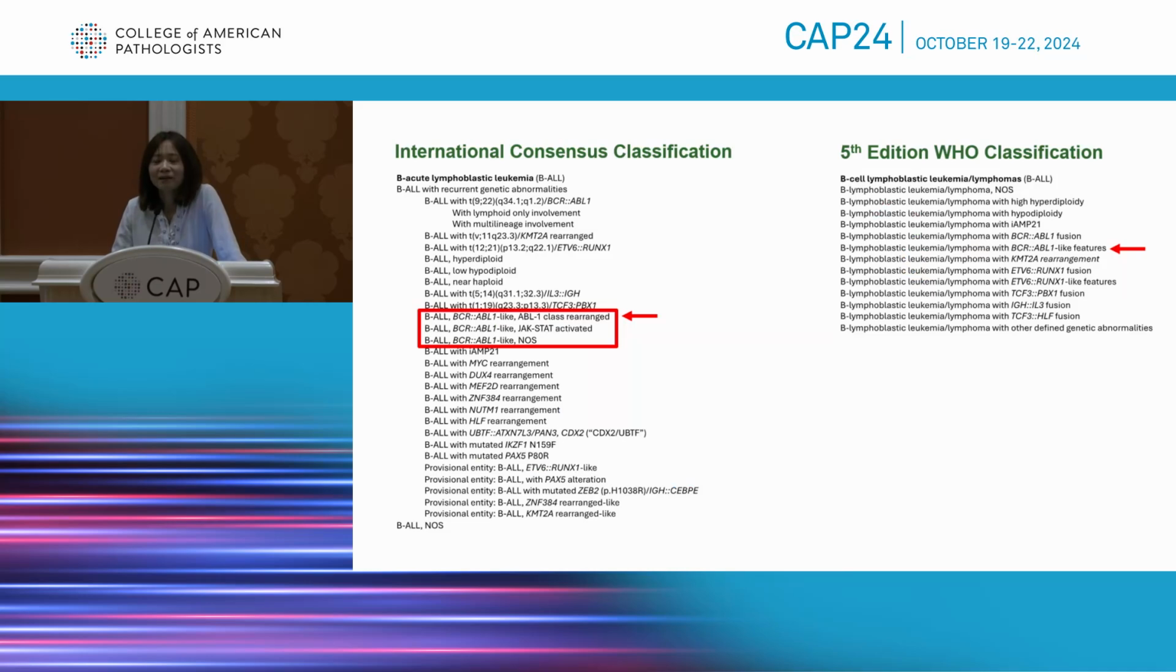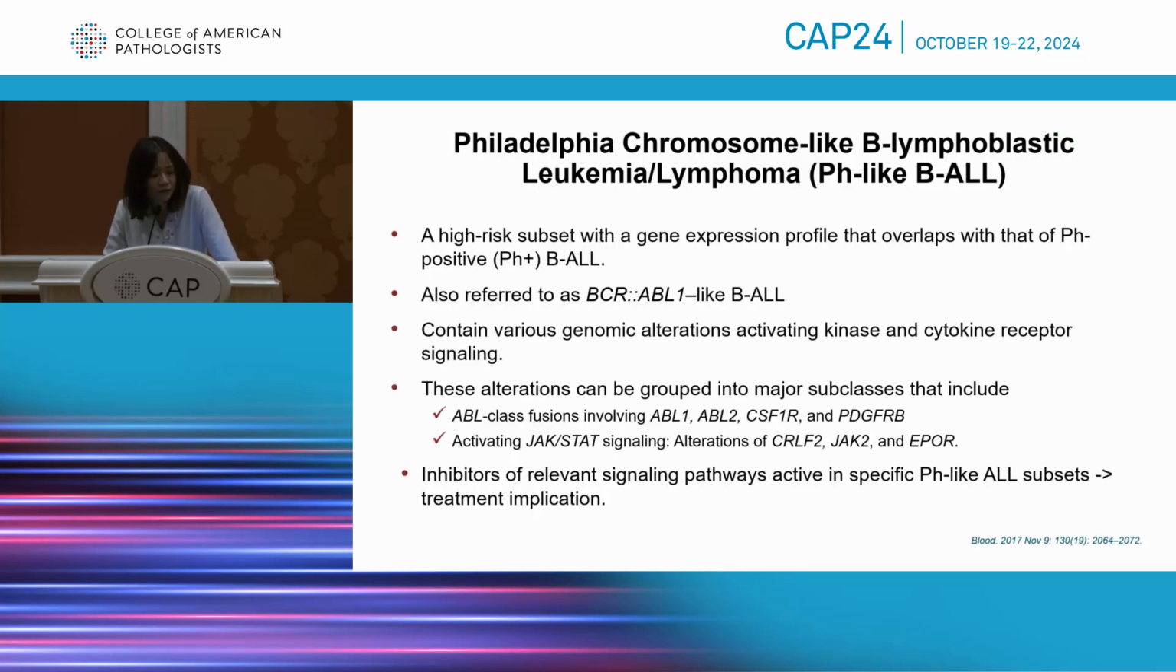However, we're going to go deeper into this B-ALL classification. Now we're looking at Philadelphia-like B-ALL. This is also kind of our old friend. It was first recognized in the 4th edition WHO classification back in 2016, and it is now considered an established entity by both classifications. As you all know, Philadelphia chromosome-like B-ALL is a high-risk subset with a gene expression profile that overlaps with Philadelphia-positive B-ALL.